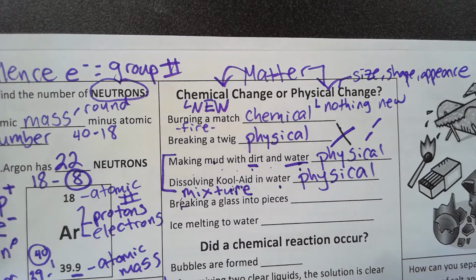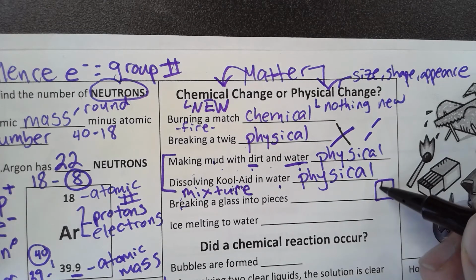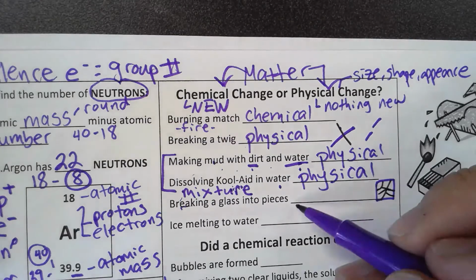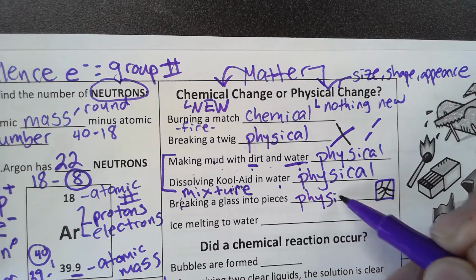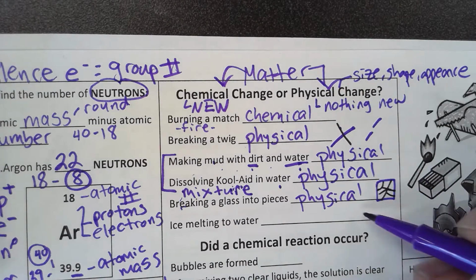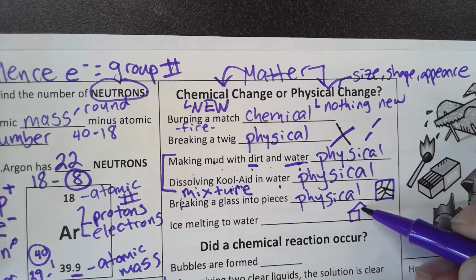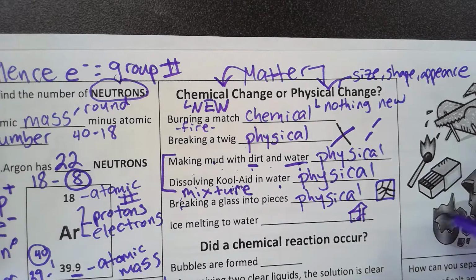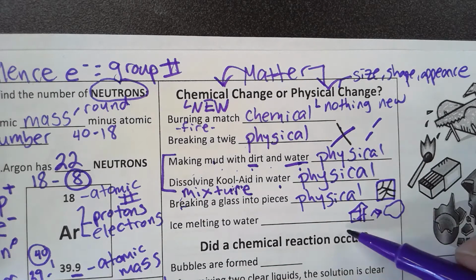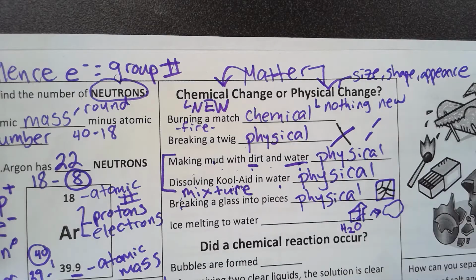Breaking glass into pieces. If I have a mirror and I shatter it into like a million pieces, it's still glass. So that's a physical change. Ice melting to water. If I have a solid ice cube, ignore that ugly picture, and it melts into a puddle of water, the ice is made out of frozen H2O. The water is H2O. I'm not changing anything.